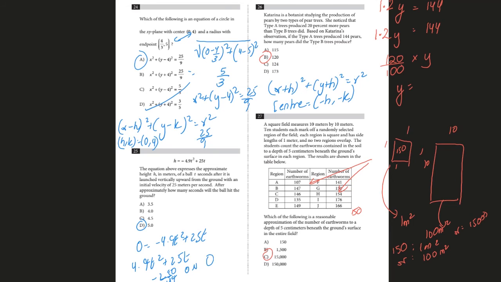Just to go over this again, you have been given the number of earthworms in different regions, and all of these regions are squares which have an area of 1 meter square because they measure 1 by 1. And you have the entire field being a square of 10 by 10, each side is 10, and therefore the overall area is 100 meter square. So if there's 150 earthworms in 1 meter square, then there should be x earthworms in 100 meter square. Basically, we're going to use proportion, and the answer you get by using this is C.